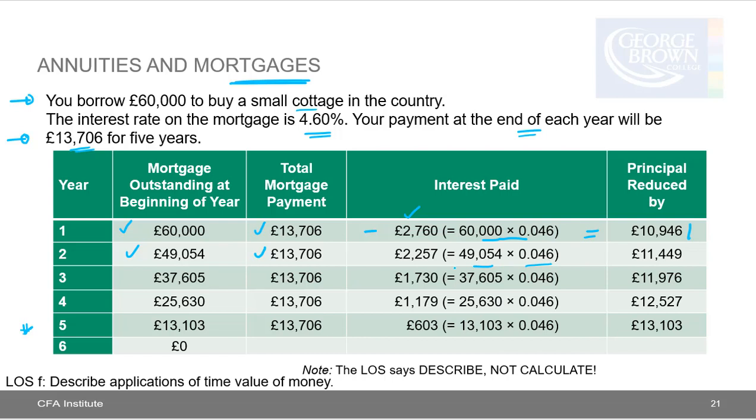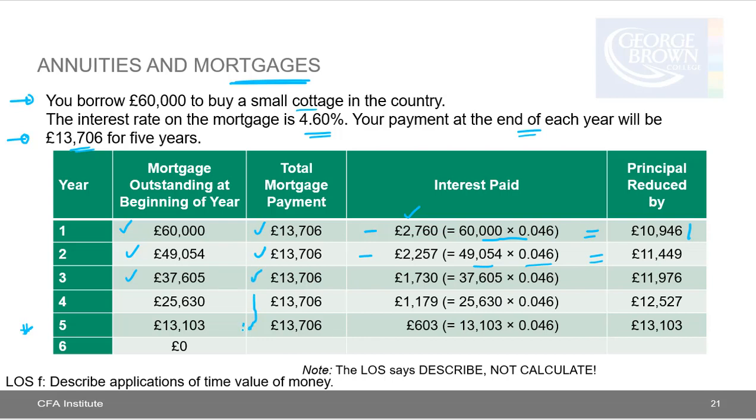49,054 times 0.046 gives us 2,257 pounds. So again, total mortgage payment of 13,706 pounds minus 2,257 is going to give us a principal repayment of 11,449 pounds. So I take 49,054 pounds minus the amount of principal that's being repaid back, and at the beginning of year 3, I have a mortgage outstanding of 37,605 pounds. Again, the mortgage payment never changes.